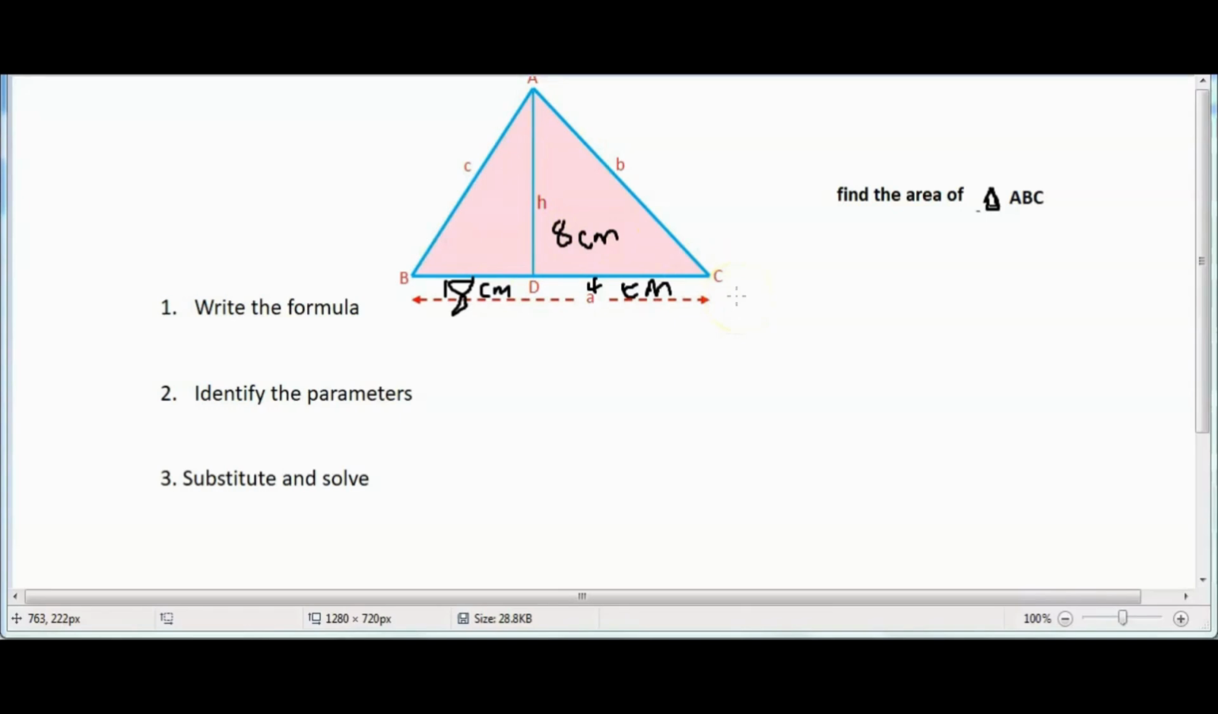This triangle also has 2 given sides: DC, which is 4 centimeters, and AD, which is 8 centimeters. The 2 triangles share a common side AD, 8 centimeters. These are not the only triangles. There is a bigger triangle formed from the combination of these 2 triangles, and that is triangle ABC.